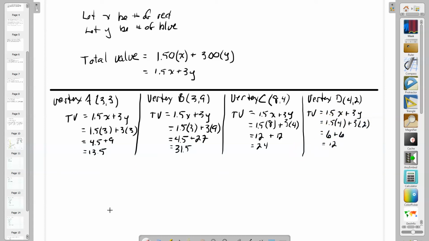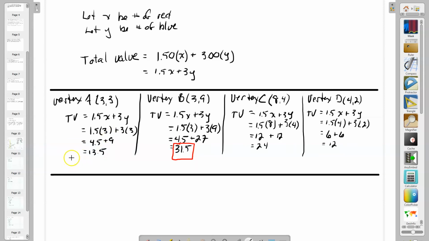We found the value of the optimizing function, total value, at each of the vertices. Now we can look at all of the totals that we got and figure out which one's largest. We're looking for the maximum value, or the largest value, and it's fairly easy to see that the total value of 31.5 is the largest of the values. So that's the maximum value of the optimizing function.